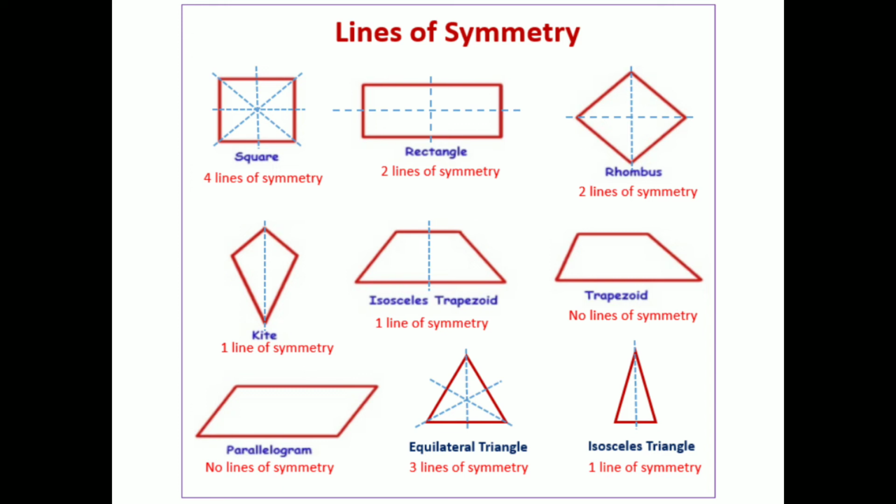Parallelogram has no line of symmetry, because its sides are parallel but not equal in length. Sometimes it looks like this, so it has no line of symmetry. Equilateral triangle has all three sides equal, so it has three lines of symmetry. Isosceles triangle, we know that two sides are equal, so it has one line of symmetry. So symmetry means drawing a line or axis by which you can divide an object equally so that all the things look symmetrical.